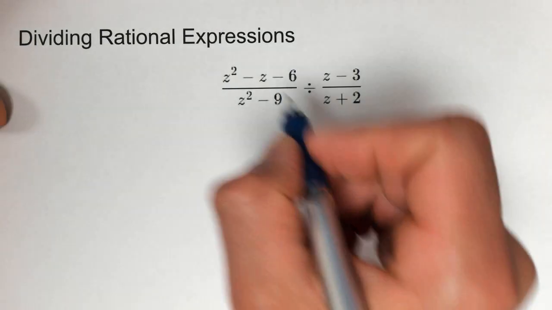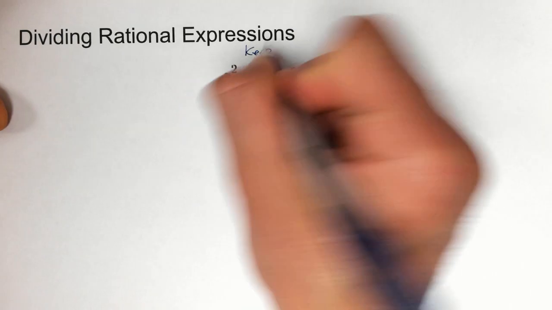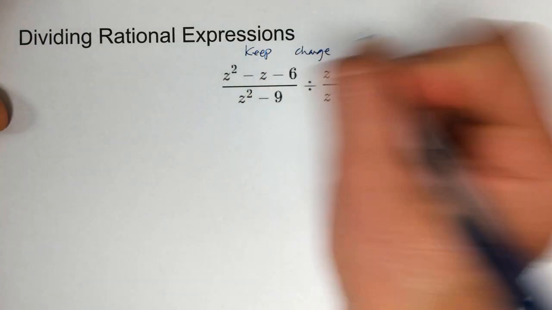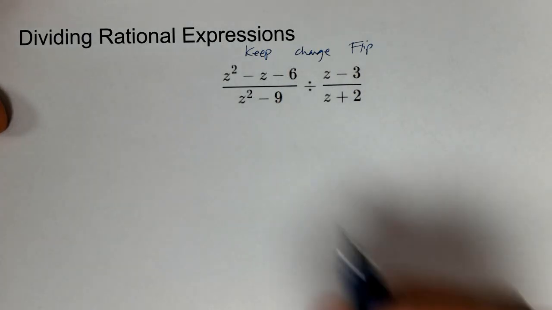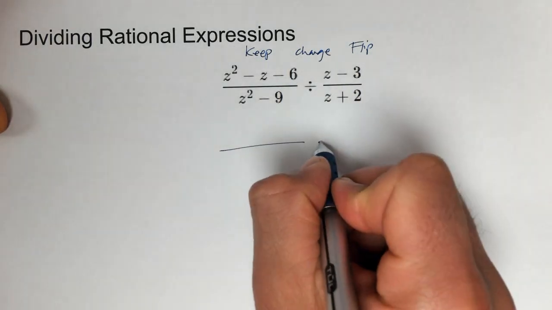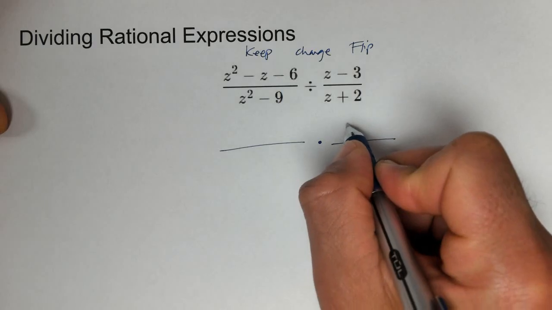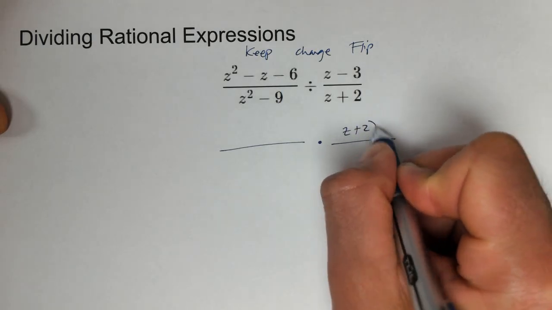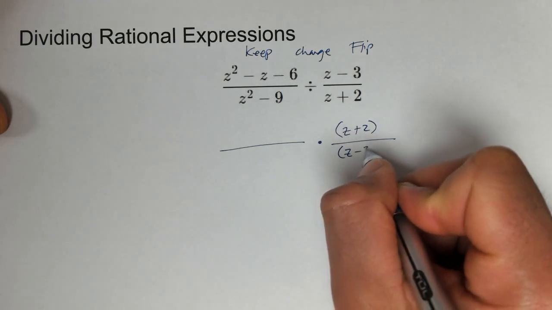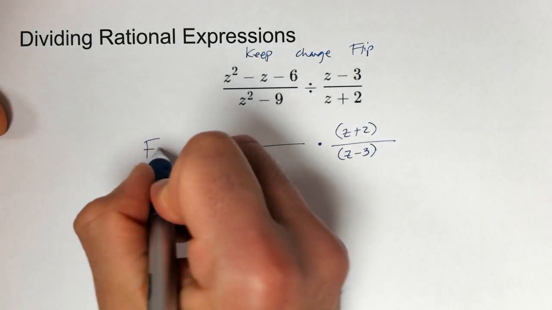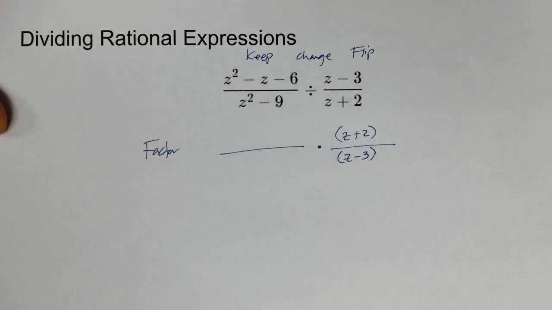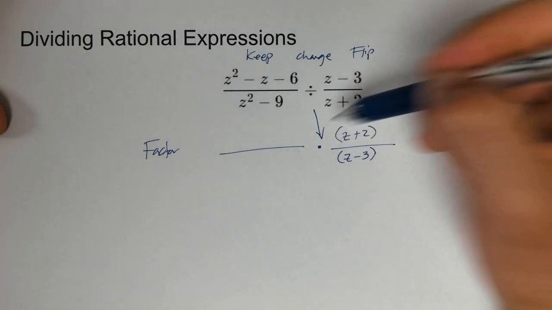Alright, we're going to start by keeping this the way that it is, changing it to multiplication, and then flipping the last fraction. I start with that step. Change it to multiply and then flip it. Z plus 2 and Z minus 3. So let's factor here. This is the change part.